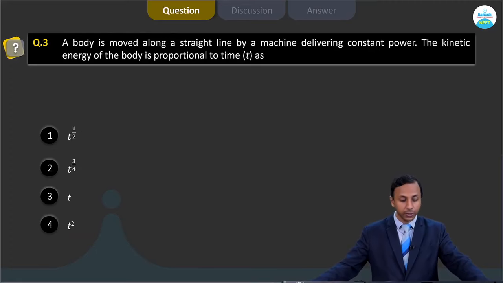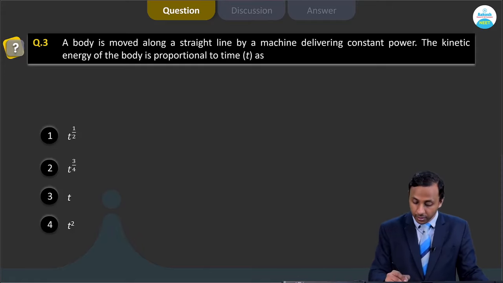Coming to question 3 now, this one says a body is moved along a straight line by a machine delivering constant power. The kinetic energy of the body is proportional to time t as. So remember my dear friends, power is nothing but the rate of change of kinetic energy, right? So rate of change of kinetic energy, power is given to be constant, right?